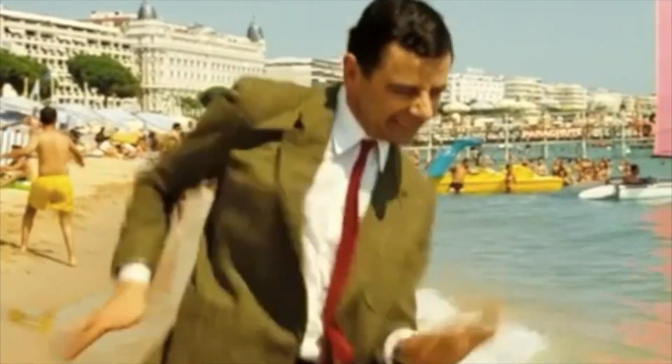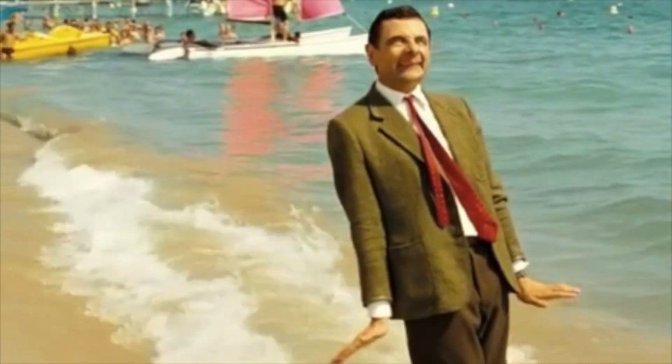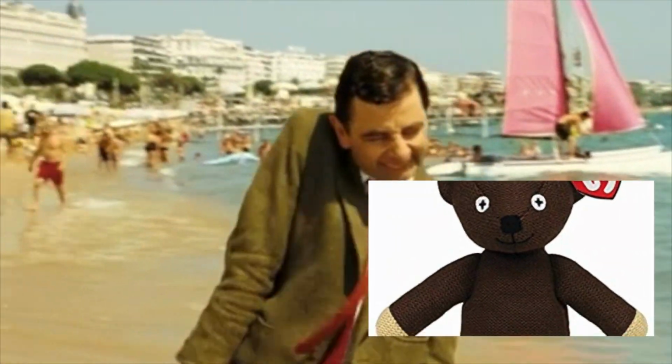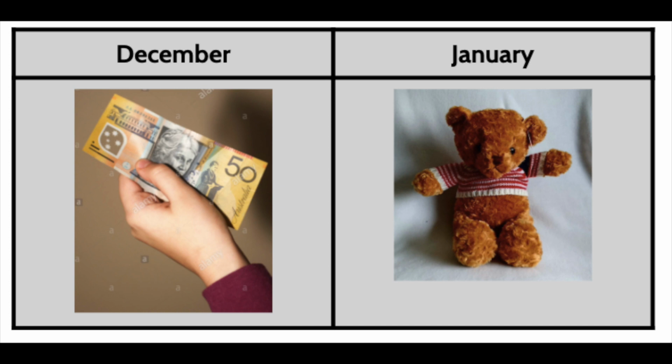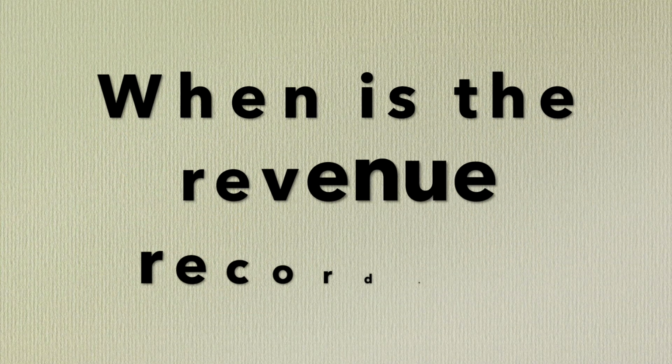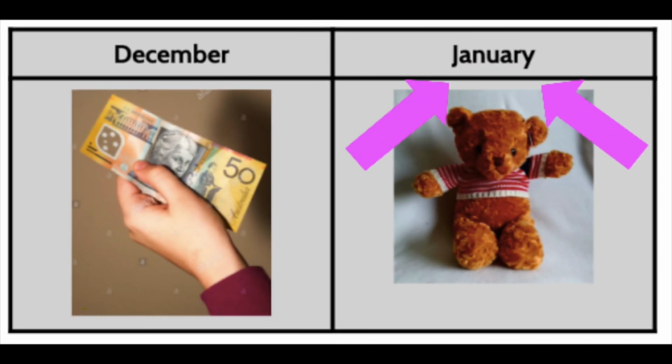On the 6th of December, your neighbour, Mr. Bean, gives you $50 and tells you that he's going down the coast on the 6th of January and needs his teddy minded for a day. So, we know that Mr. Bean pays you $50 on the 6th of December. However, it is not until the 6th of January that you provide the service of minding teddy. So, when should we record the revenue? Well, we record the revenue on the 6th of January, of course.